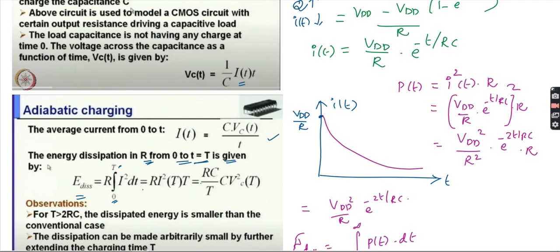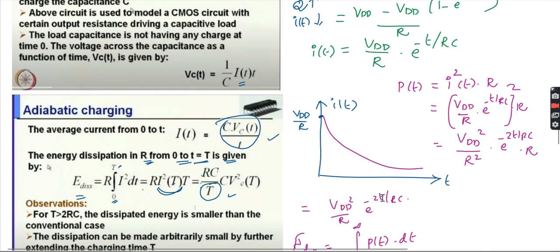So that will be equal to RC by T, where I square of t is nothing but C into Vc of t. You substitute over there, then we'll get the result. So the one more important parameter here is capital T.